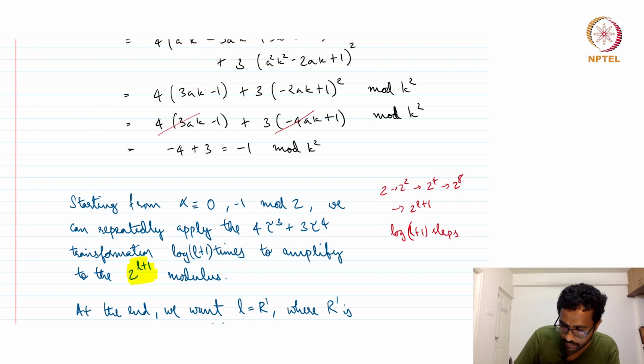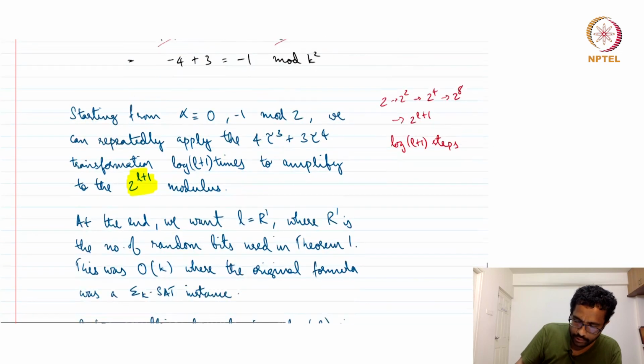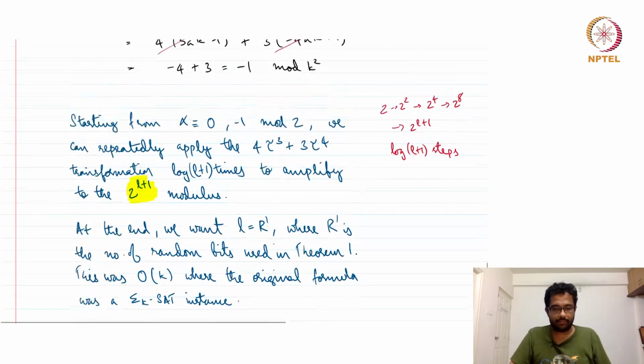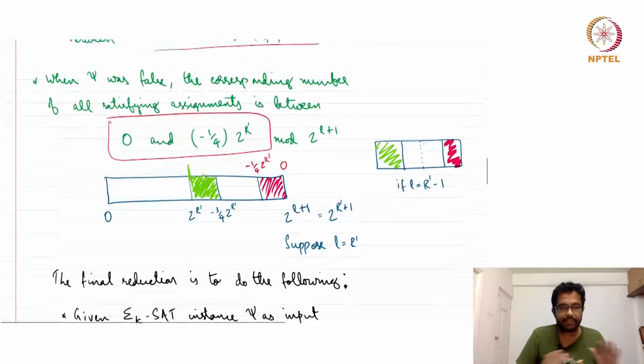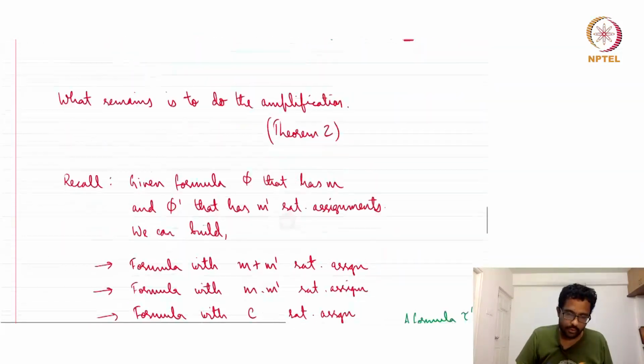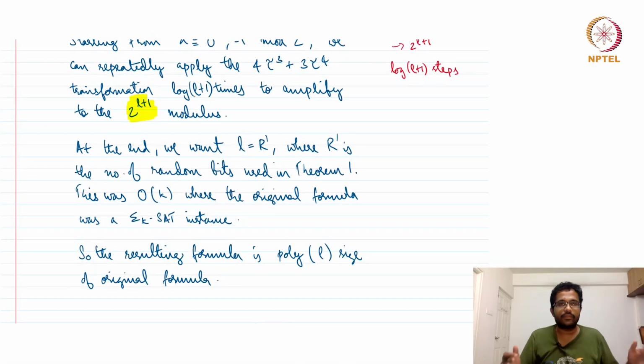Log L plus 1 many steps, iterations. And so we'd want L to be roughly equal to R prime, right? That's what we said here, so that the red and green ranges remain separate. And R, if you remember from the previous lecture, was the number of random bits, and this was roughly the size of the original formula. So it may be a polynomial in the size of the original formula.